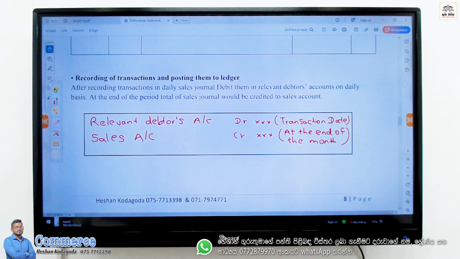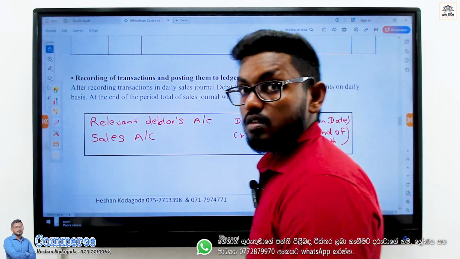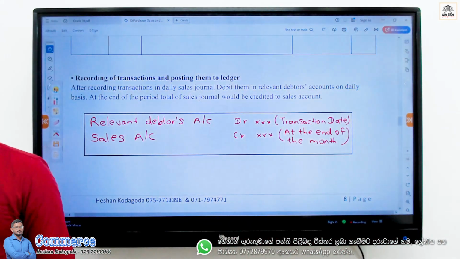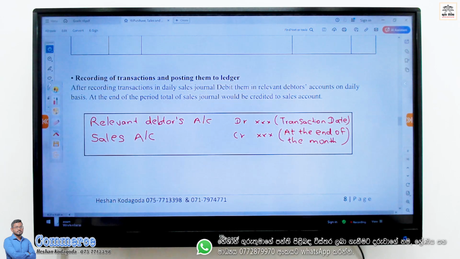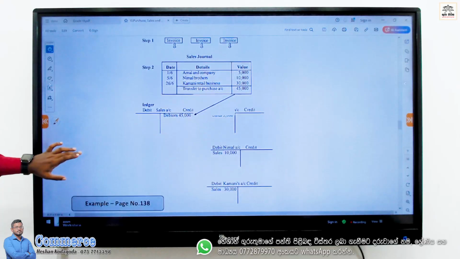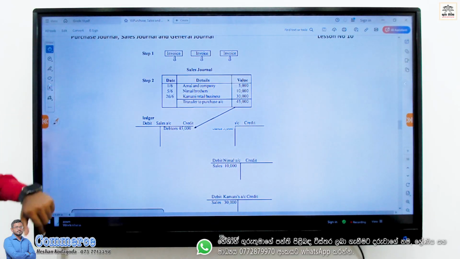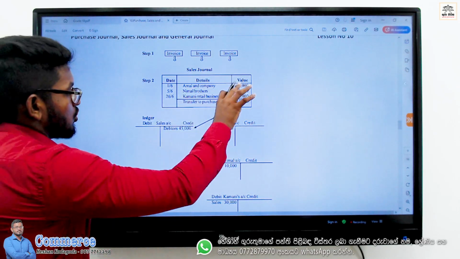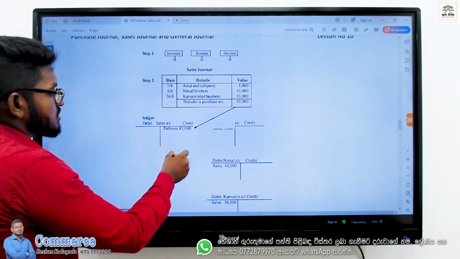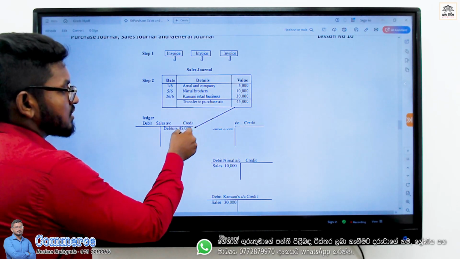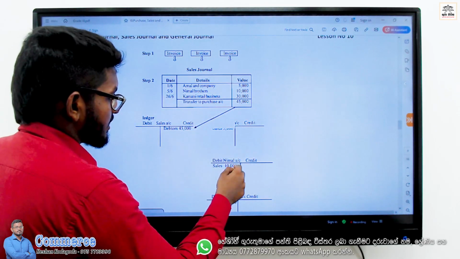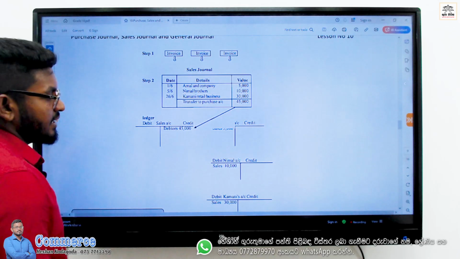Right. So, Venuri, Lisara, Steve, right? Okay. One done, right? Okay. You can see in here, this is the sales journal. So at the end of the month, we credit to the sales account. You know the total. 11 debtors account, debit, right?